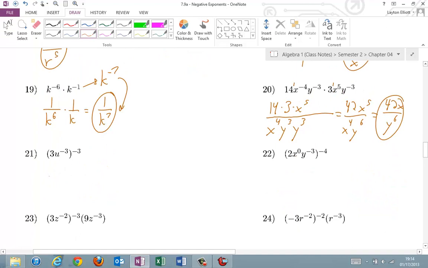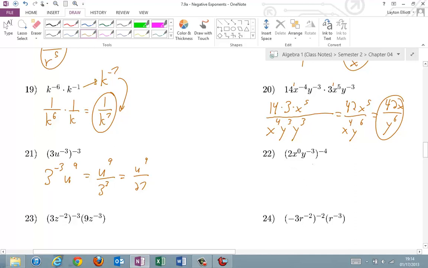21, we have 3 to the negative 3. I'm carrying the exponent across. Don't call it distribute. Let's just carry it across. 3 to the negative 3 and u to the positive 9th. Now we can start worrying about what to flip, and the only thing that flips is the 3 to the negative 3. The u to the 9th stays on top. Oops. And now we're in the denominator, 3 to the 3rd. So u to the 9th over 27. 3 to the 3rd is 27. It is not 9.